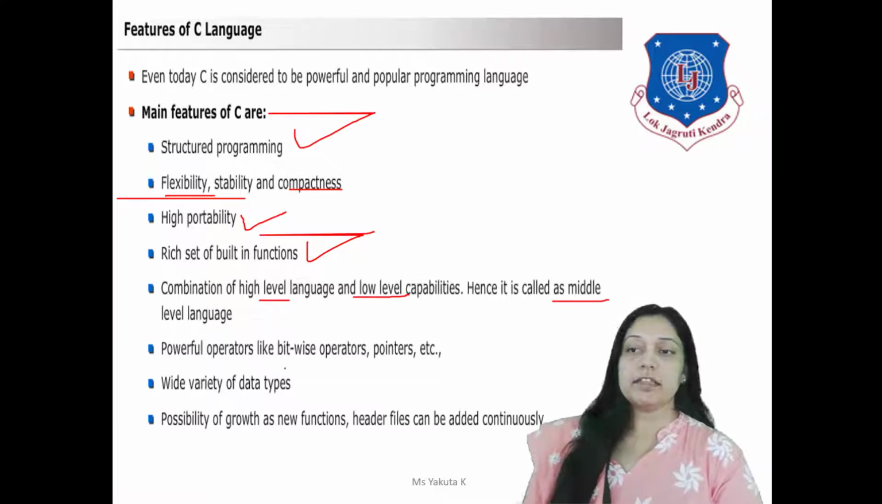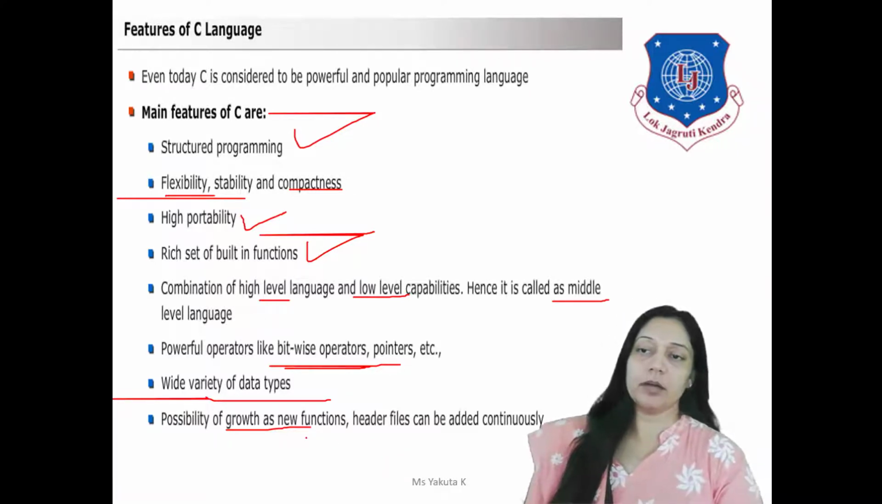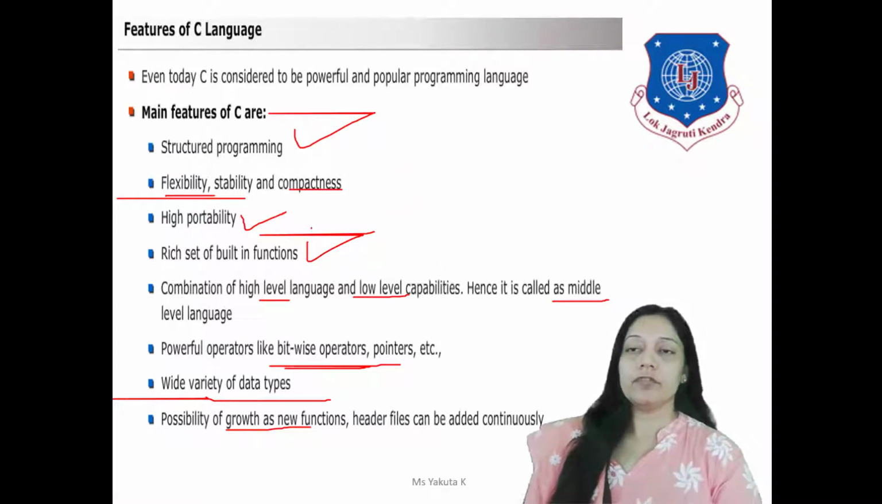There are many operators in C, like bitwise operators and pointers, which help us in programming low-level concepts. A wide variety of data types are there in C, and there is possibility of growth. If you want to expand your program, it is very easy using the concepts of functions and header files. These are the features which make C a powerful and popular programming language till date.